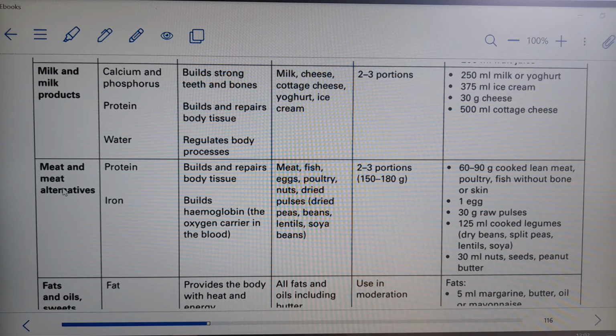And we look at meat and meat alternatives. The nutrients that are there are protein and iron. What do they do? Functions in the body: they build and repair body tissue, they build hemoglobin, the oxygen carrier in the blood. And where do we get that? We get that from meat, fish, eggs, poultry, nuts, dried pulses like peas, beans, lentils, and soya. And a day you can eat 2 or 3 portions, and these are portion sizes on the side.